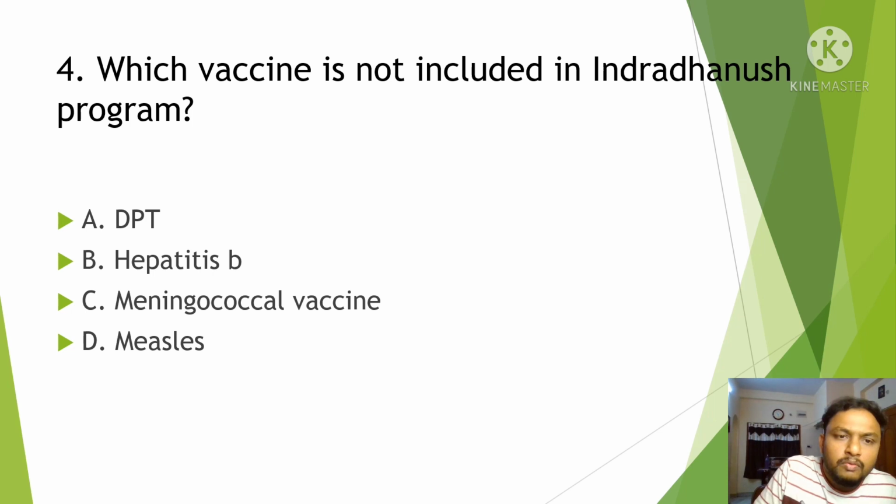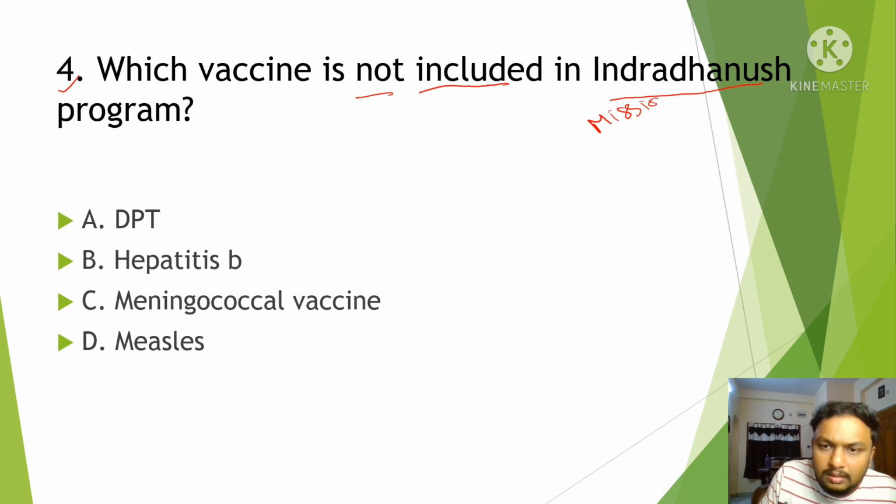So next, which vaccine is not included in the Mission Indradhanush program? Your options are DPT, hepatitis B, meningococcal vaccine, and measles. So these are the options. Under the Mission Indradhanush program, we are mainly giving vaccines against the 7 killer diseases, or 7 vaccine preventable diseases.